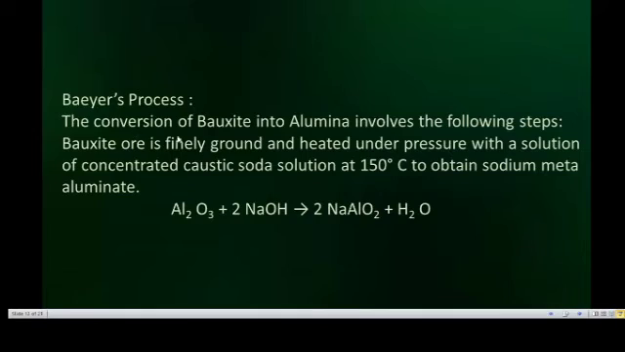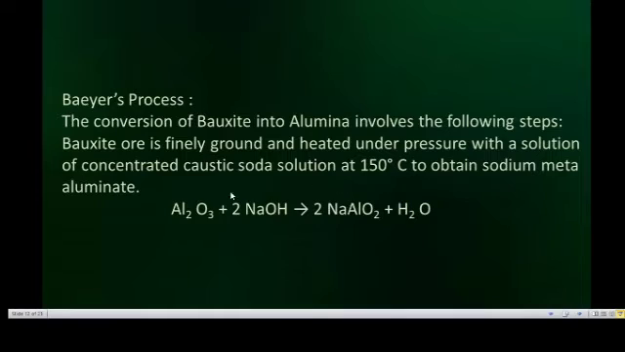In Bayer's process, the conversion of bauxite into alumina involves the following steps. First step, bauxite ore is finely ground, that is, crushed into small pieces, and heated under pressure with a solution of concentrated caustic soda, that is sodium hydroxide, at 150 degrees Celsius to obtain sodium meta-aluminate.